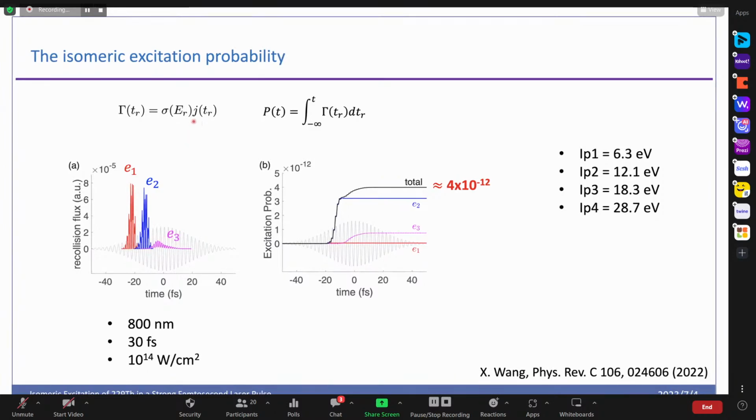Then at each time we have the flux, and multiplying by the excitation cross-section, we have at each time the nuclear excitation rate, gamma. If we integrate that rate over time, we get the probability of nuclear excitation at each time. Then at the end of the pulse, for this intensity, we get a total excitation probability of roughly 4 times 10 to the minus 12.